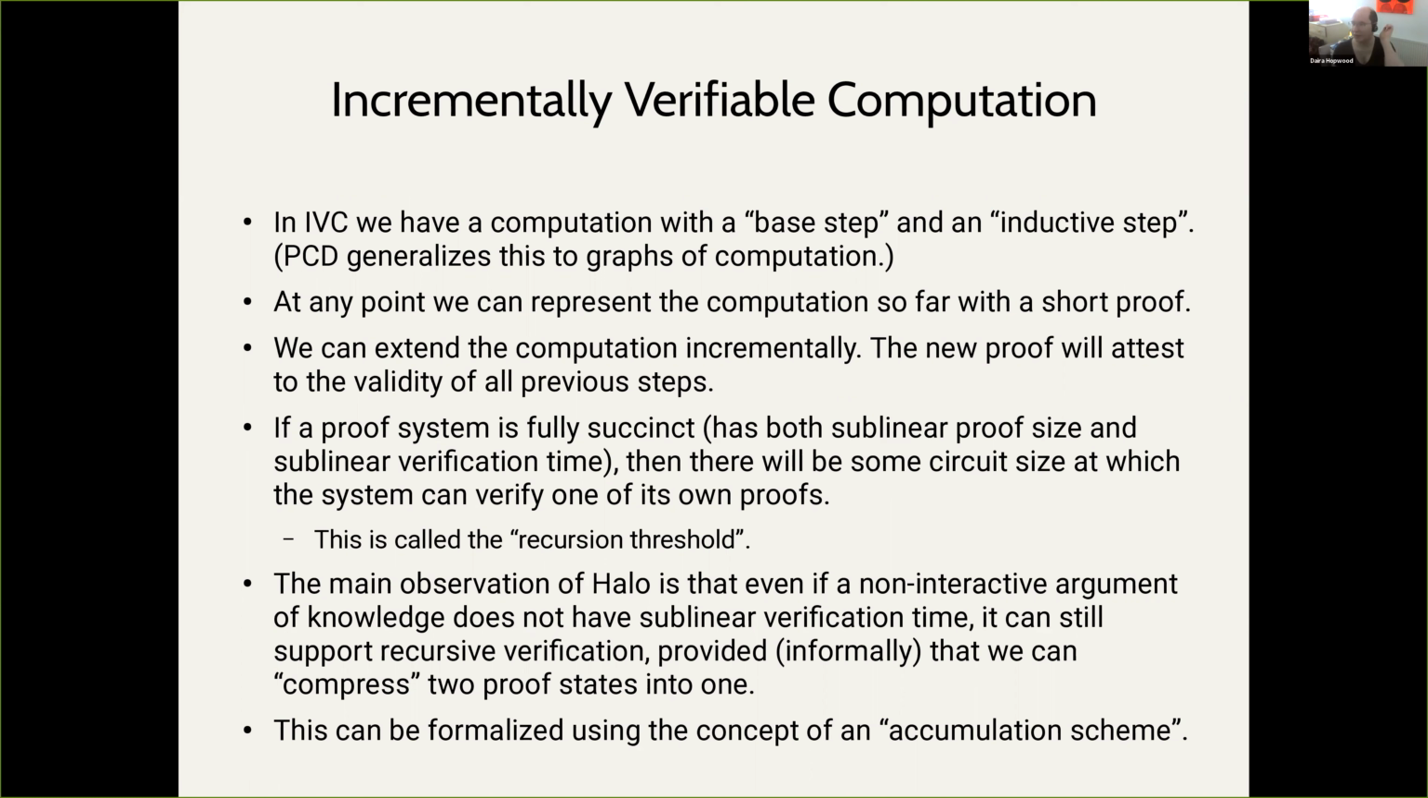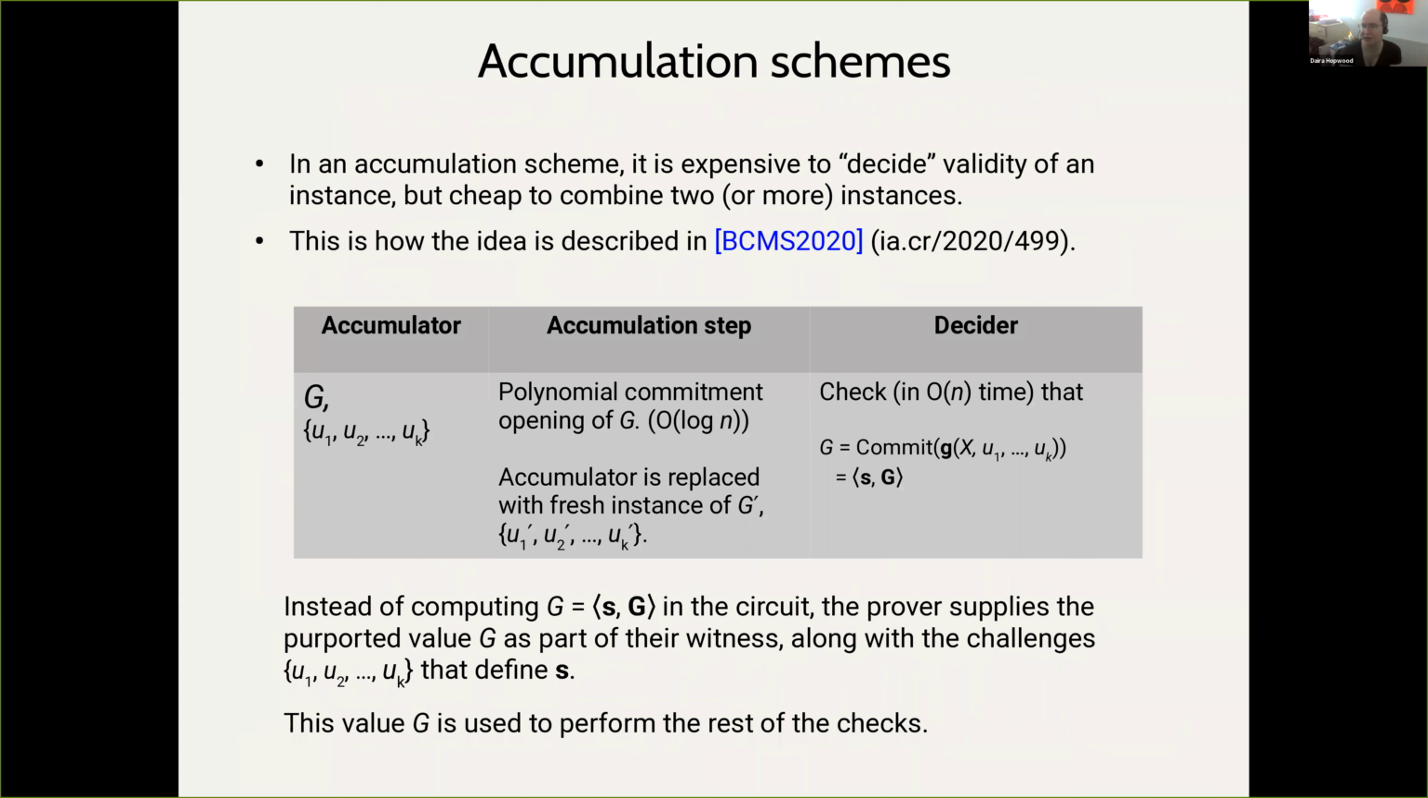So you have two of these linear time verifications and you can compress them into one. You can keep doing that in each step of the incremental computation. So we published the Halo paper about this, and then later there was another paper that formalized it using the idea of an accumulation scheme. So that's this BCMS 2020 paper.